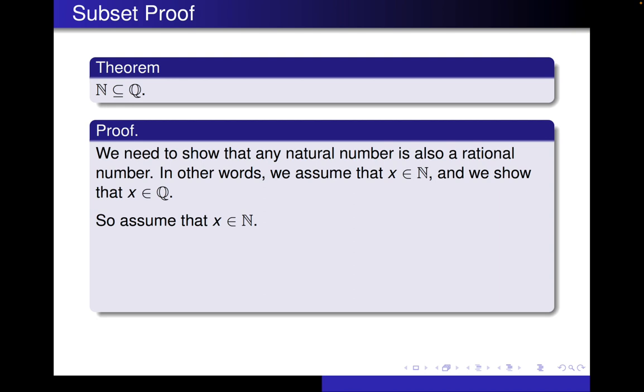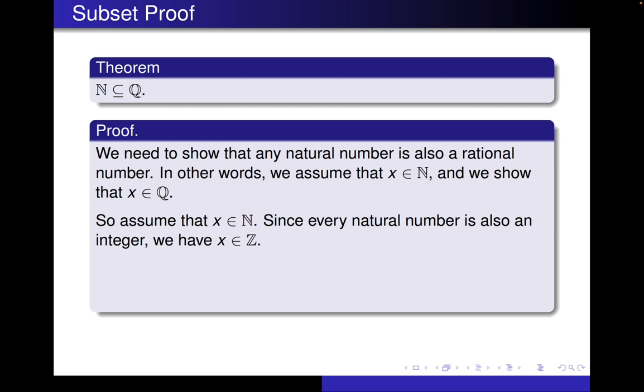So what we're going to do to prove a subset, we're going to assume that x is a natural number. And since every natural number is also an integer, we have x is an integer, right? So that was the first step of the outline in our proof. The next step was to write x as a fraction. So note also that 1 is in the integers, and we're thinking ahead because remember the two integers that we're going to be dividing are x and 1.